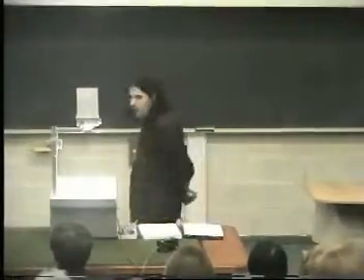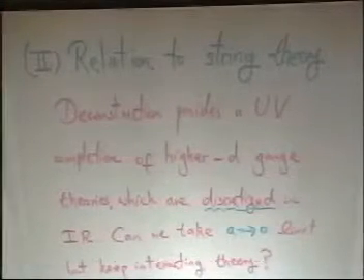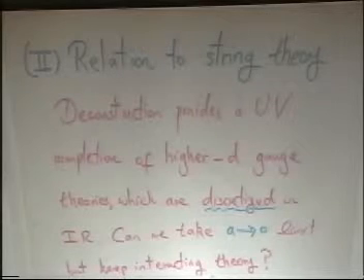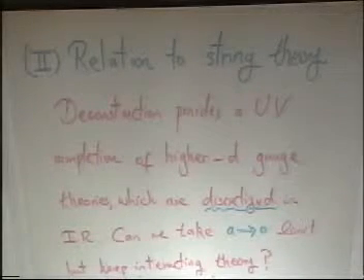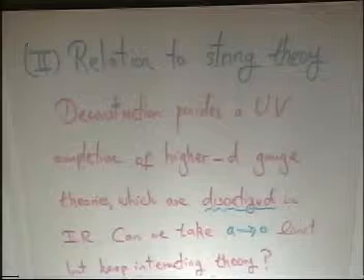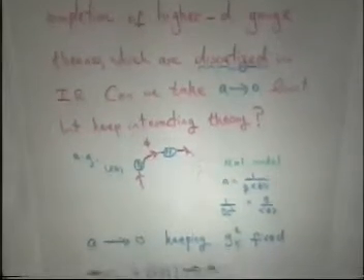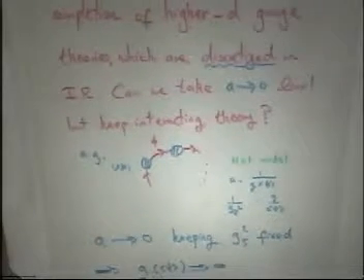So the second thing I wanted to talk about is the relationship of some of these ideas to string theory. Let me motivate it by saying that what I said at the beginning is that deconstruction provides an ultraviolet completion to higher dimensional gauge theories. But these higher dimensional gauge theories are discretized in the infrared. You can ask, is it possible to somehow send this effective lattice spacing to 0 while keeping the theory coupled?